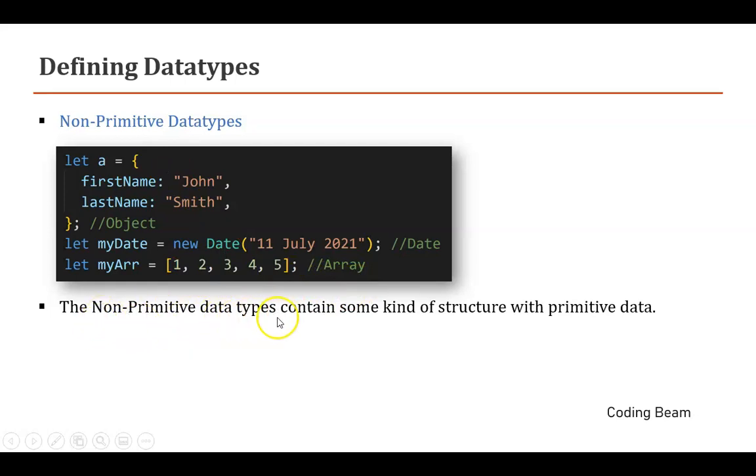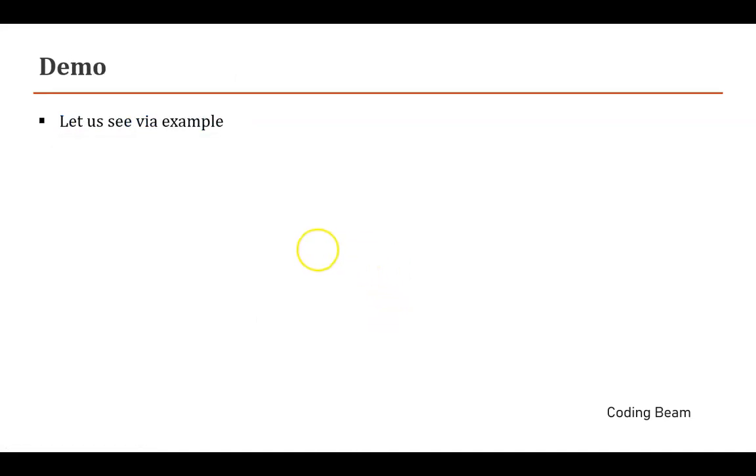So the non-primitive data types contain some kind of structure with primitive data, like first name equals John, last name equals Smith, and the array equals 1 2 3 4 5, which contains multiple storage. So this is how we can define the non-primitive and primitive data types in JavaScript. Now we will move on to Visual Studio Code to see the example.